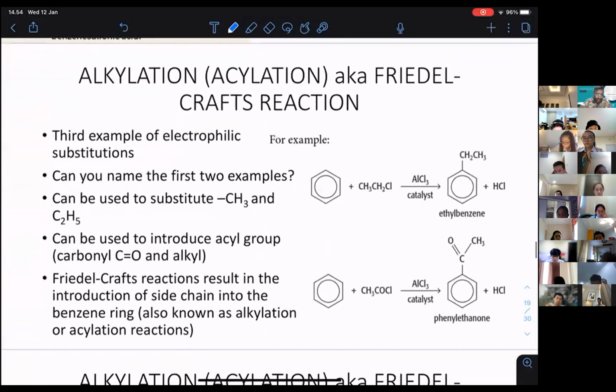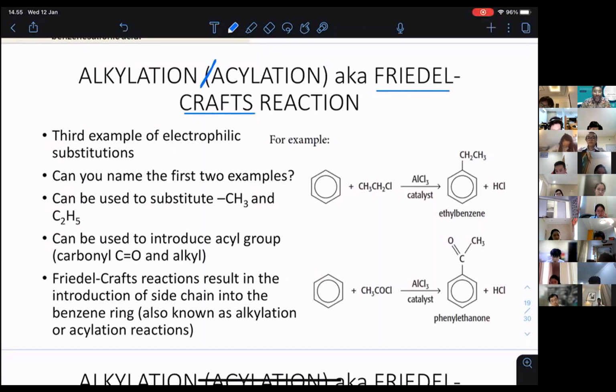So there are other reactions as well. This one is still benzene again. The other reaction is known as alkylation or acylation, and generally they are known as the Friedel-Crafts reaction. So this is the third example of electrophilic substitution.